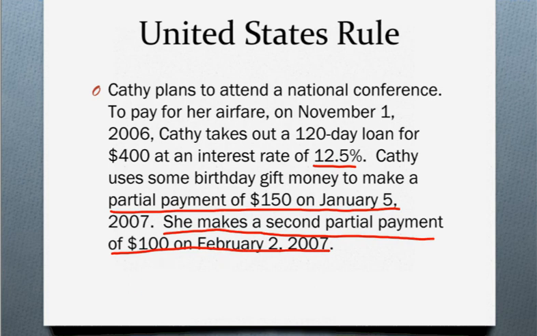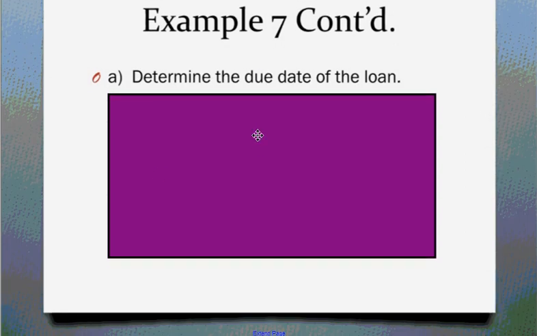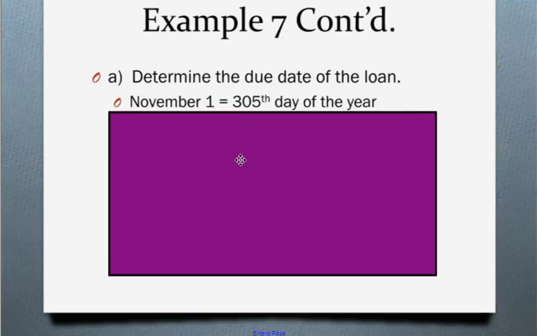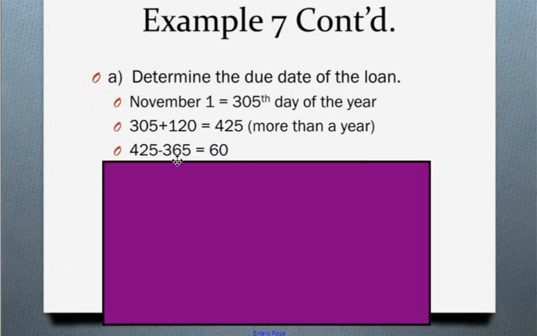So let's jump right in. First, let's find the due date of the loan. Okay, well, here we go. November 1st is the 305th day of the year. She takes out a 120-day loan. That's 425. But wait a minute, you'd be like, there's not 425 days in a year. I know. So we've got to subtract off one full year, 365 days, so we can see what day that's going to match up with.